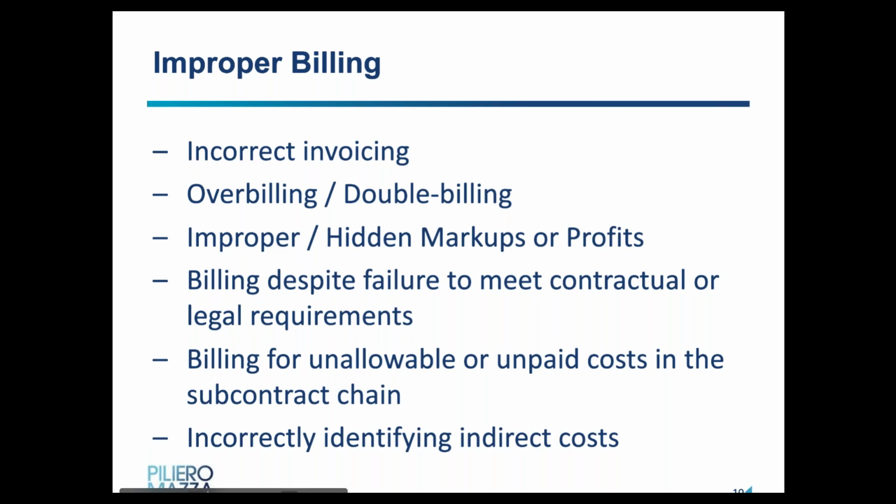There can also be liability for billing for unallowable or unpaid costs in the subcontract chain. So you need to make sure, again, if you are seeking recovery for costs incurred, that those costs have actually been incurred and paid out, and that the costs that you're billing for are allowable under cost principles. And similarly, we see liability where the contractor incorrectly identifies or allocates its indirect costs appropriately to its contracts. So if we go to the next slide.